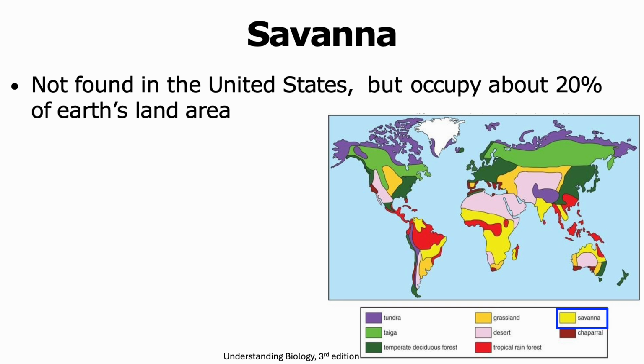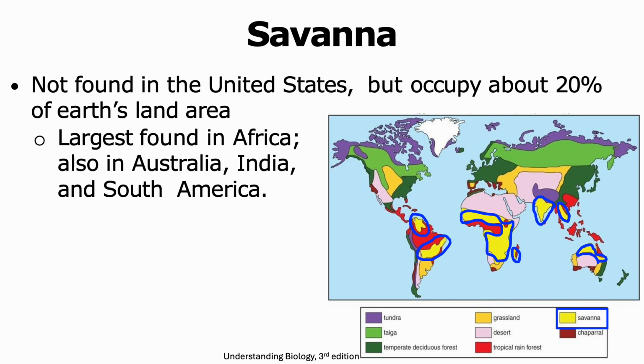Savannas are biomes that are not found in the United States but can occupy up to 20% of Earth's land area. The largest savannas are found in Africa, Australia, India, and South America.